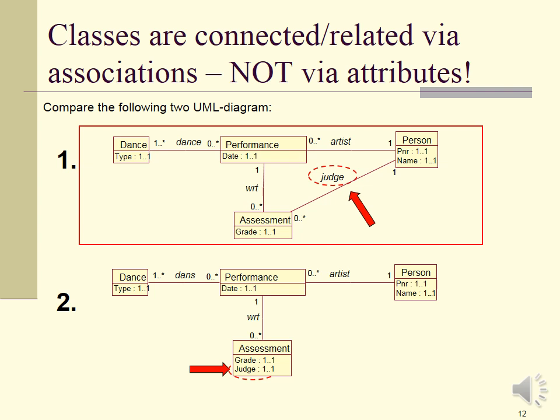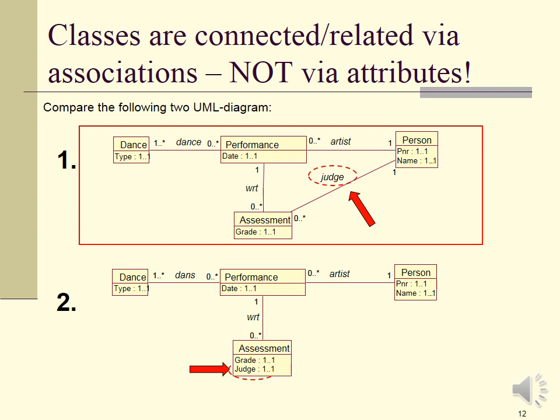In the first schema we have dances as a class, and we have persons as a class, and we have a performance, which means that a certain person dances a certain dance and does this at a certain date. And then we have an assessment of the dancing. So someone judges how good the dance performance was and sets a grade, and that person who does the judging is a person, and this is in schema 1 denoted via an association called judge towards person.